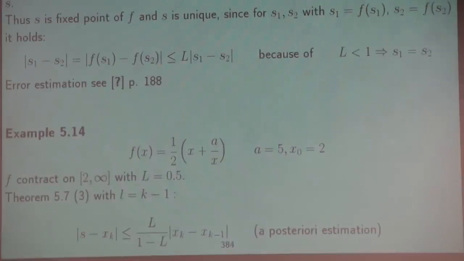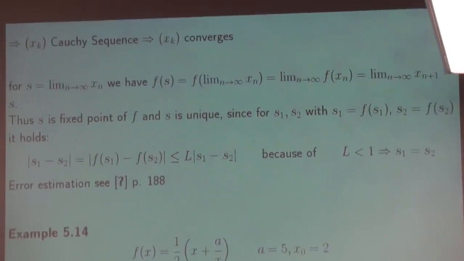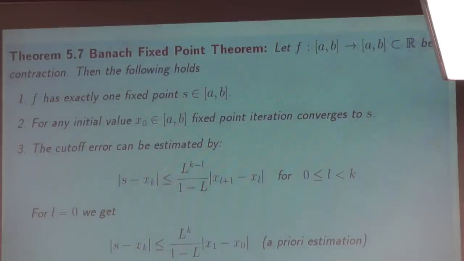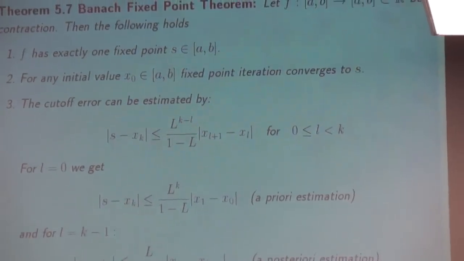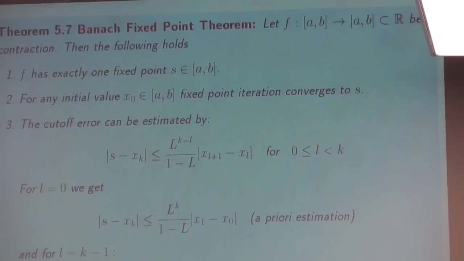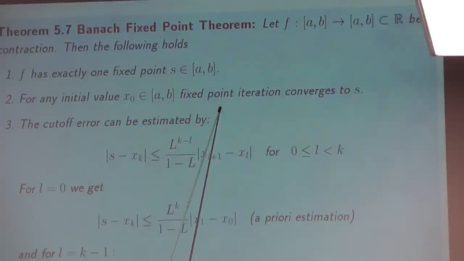Okay, what we basically did here is we proved that our fixed point iteration is a Cauchy sequence. And because in the real numbers every Cauchy sequence converges, we have proven that the iteration converges. Okay, but let's look back to the theorem. That's not enough. Up to now, we only have proven that the iteration is convergent. But what's missing is we have to show that it converges to the fixed point. That's missing. It may converge to something.